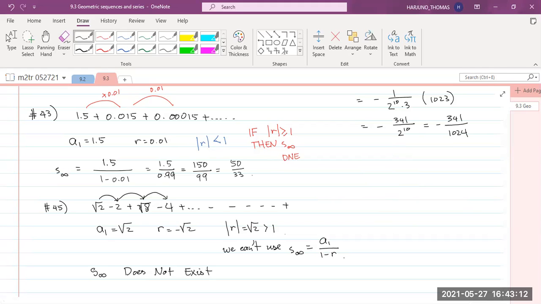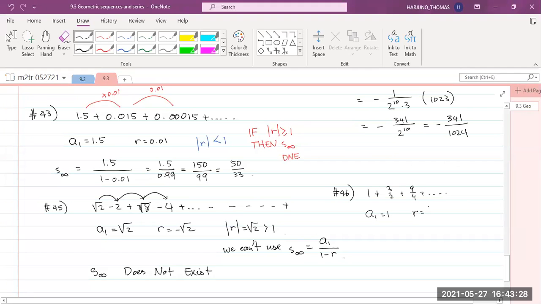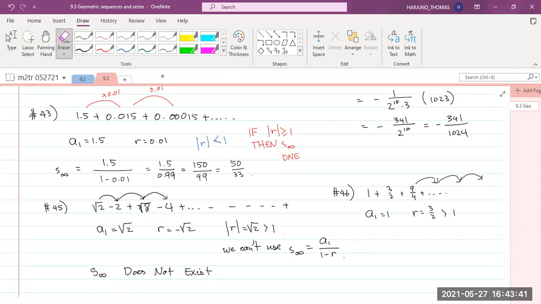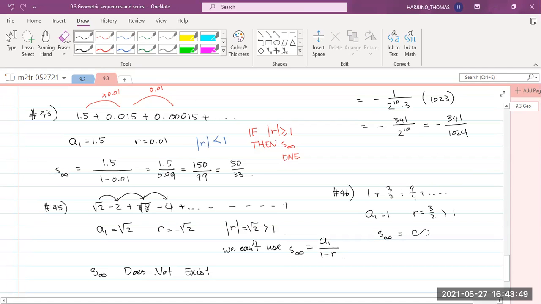Number 46, on the other hand, you have 1 plus 3/2 plus 9/4 and on, right? See, the first term is 1. The common ratio is 3/2, which is greater than 1. So we cannot use that formula. But we know that you keep on adding a positive number that is larger, keep on adding a positive number that is larger. So the infinite sum we know will be positive infinity.